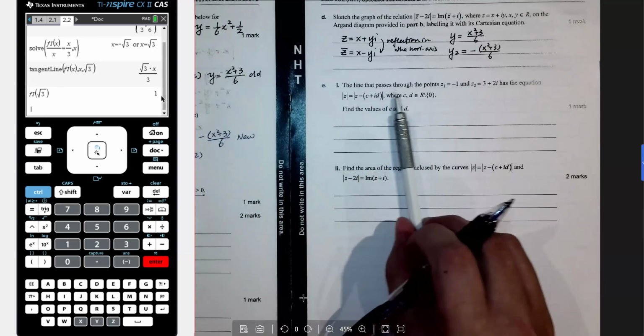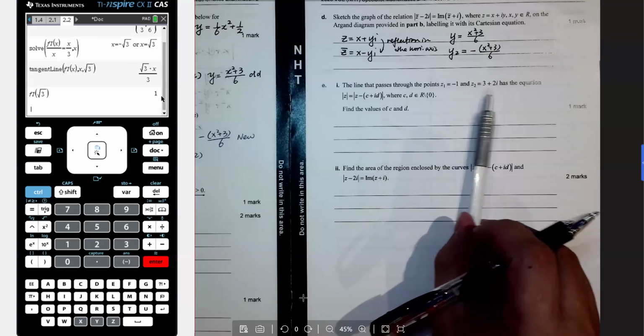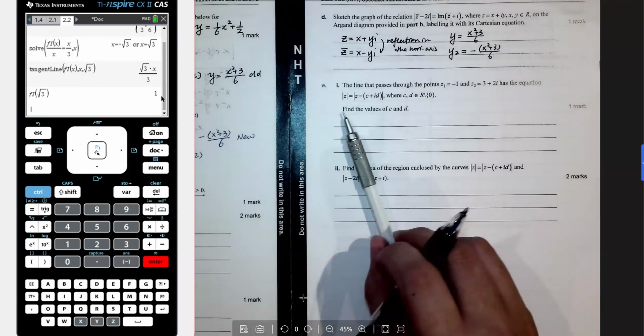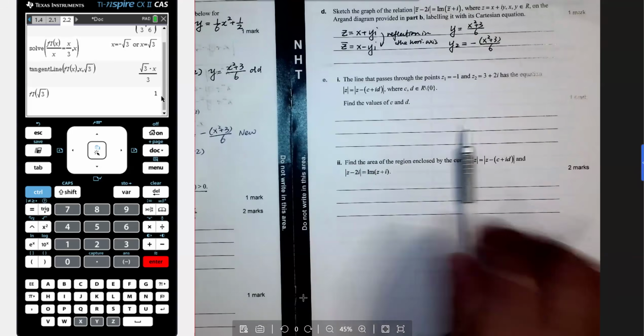the line that passes through the points z1 equals minus 1, and z2 is 3 plus 2i, has the equation here. Find the values of c and d. Only 1 mark, no working required. So better use my CAS calculator.